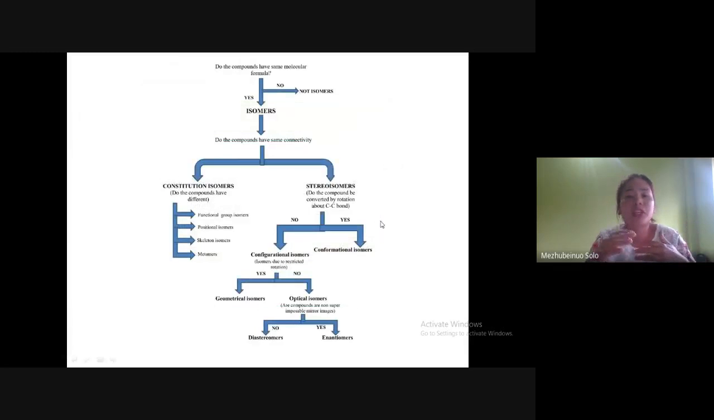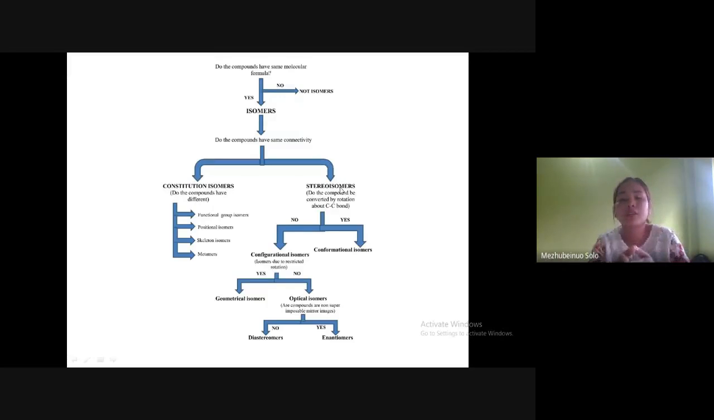So this is the flowchart through which we can figure out what type of isomers our compound possesses. First, you have to check whether your compounds have the same molecular formula or not. If yes, it is an isomer. And under isomers, again, we have two classes, constitutional isomers and stereoisomers. If our compounds have the same connectivity or same structure, they come under stereoisomers. And if not, they come under constitutional isomers.